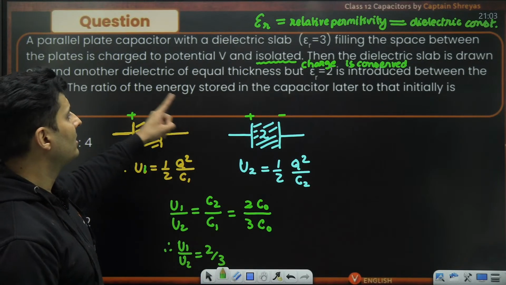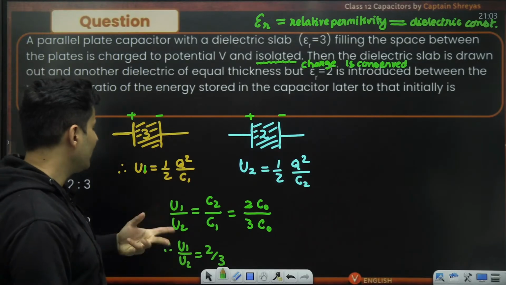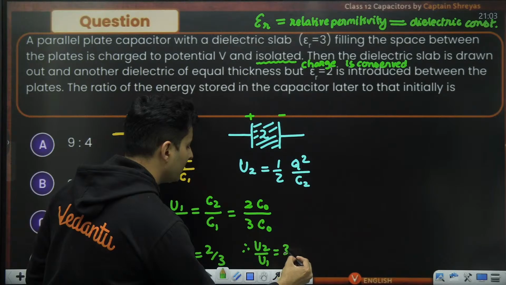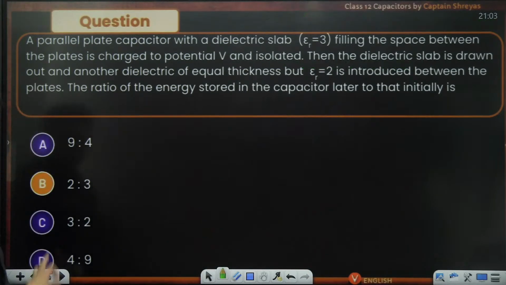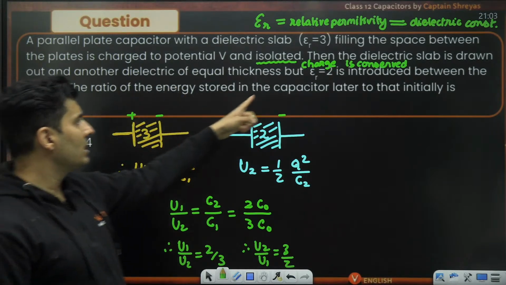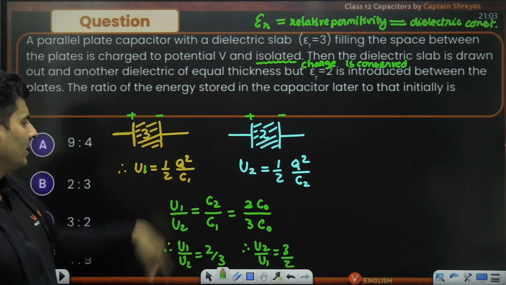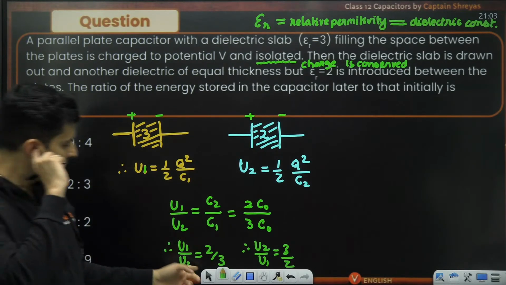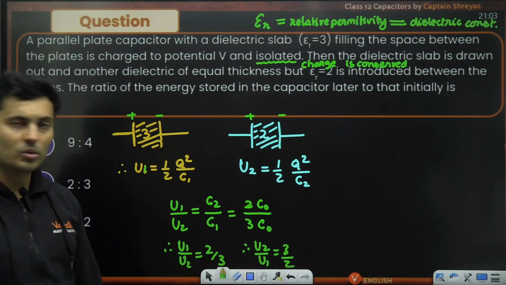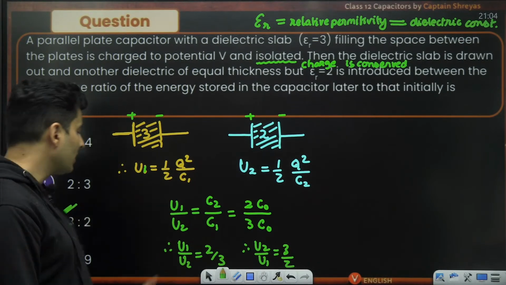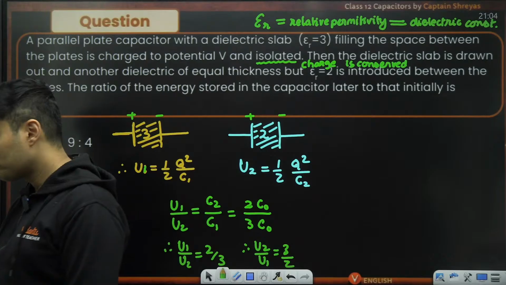But they have asked later to initial, meaning U2 by U1. So U2 by U1 will be 3 by 2. So 3 by 2 should be the answer, not 2 by 3. Yeah, so that is the answer. They ask the ratio of the energy stored later on to the initial one, so U2 by U1. Therefore it will be 3:2, which is option number C. Absolutely clear? U1 by U2 will be 2 by 3.